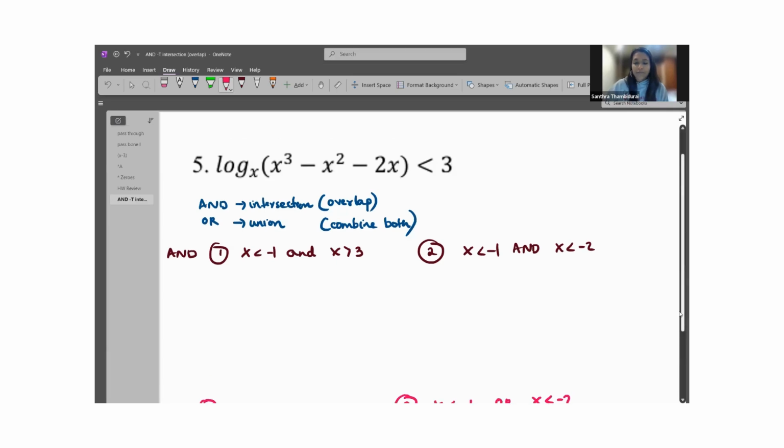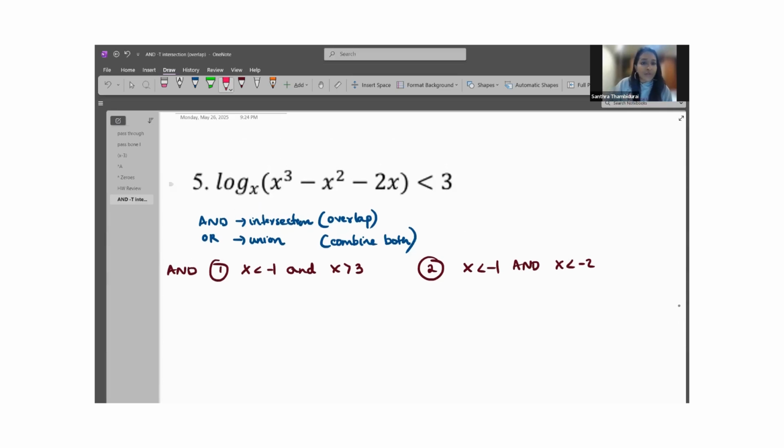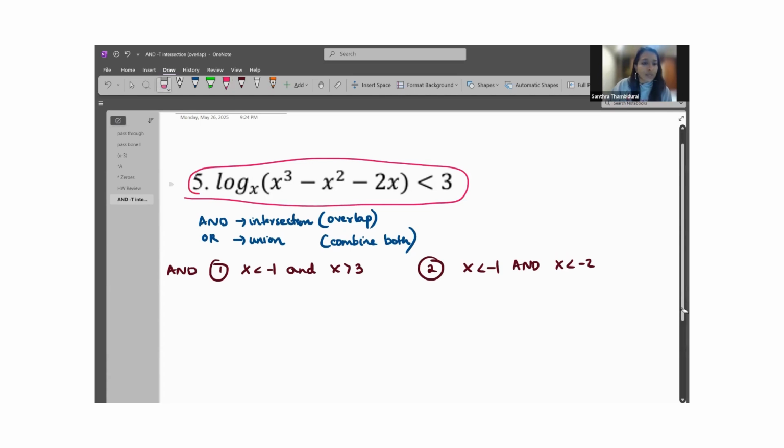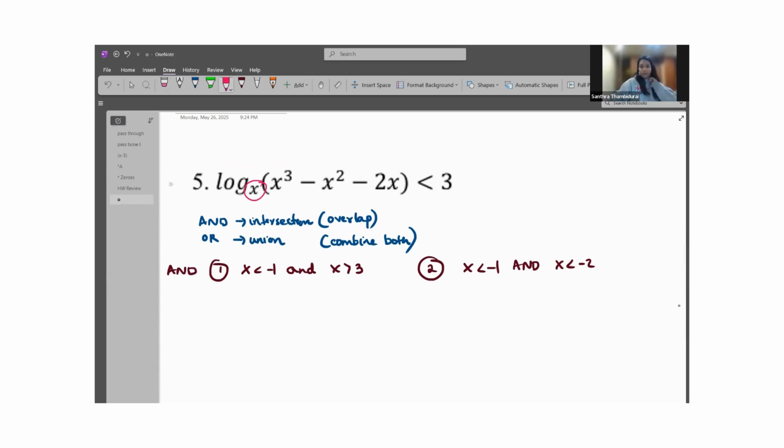So this is a very hard question that involves logarithm inequalities, but it's one that involves a variable in the base. So before we do this problem, I want to review something really quick because a lot of the times kids forget how to solve inequalities.